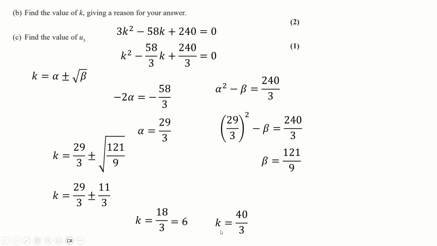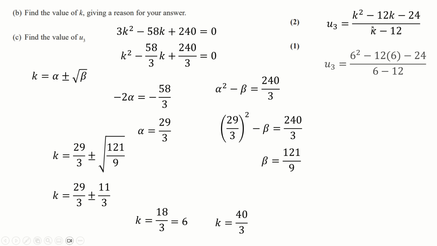This one is not an integer, which I earlier said it needs to be. So we'll have the answer of 6 here. Find the value of u3, where you just put your result of 6 into here, and you get u3 is this thing here. Not allowed this answer, I guess.